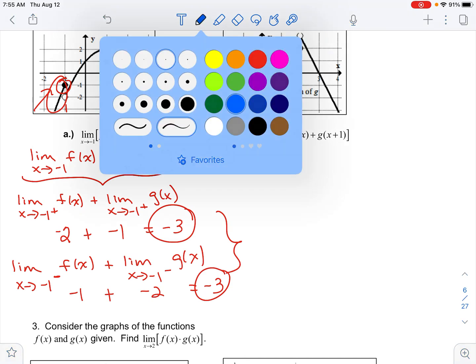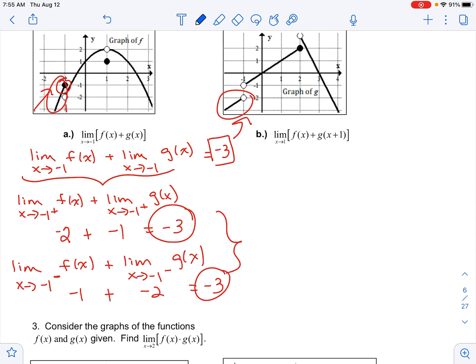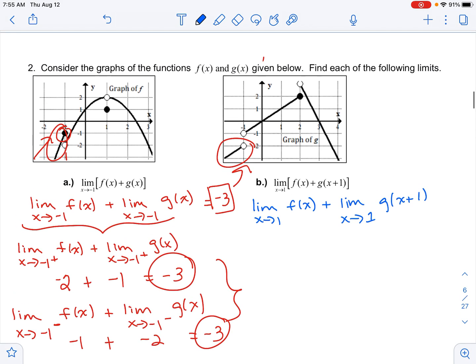Now let's take a look at another example where those may not be the same. So let's look at this one. Again, same idea. Let's go ahead and try to see if we can use the property of limits by just adding the two limits separately as we approach 1 of f of x plus g of x plus 1. So we always start with just a direct substitution. If I look at this graph, the limit as x approaches 1 of f of x, as we approach 1, it looks like the value is 2. Now if I plug in 1 for x in g of x plus 1, we're really looking at g of 2.